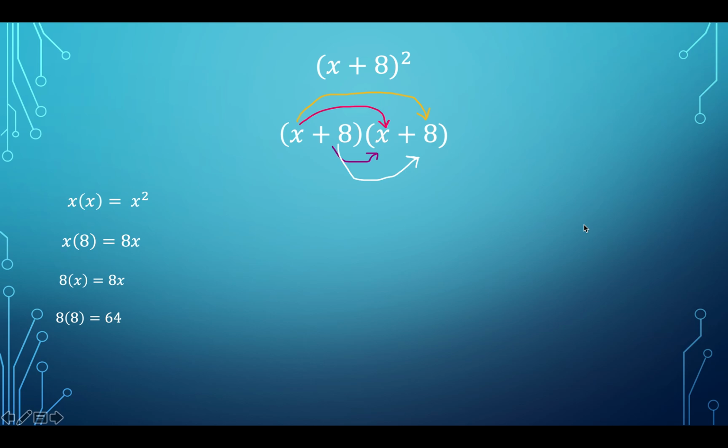So once we get this here, remember, what do we do? Put it horizontally. So we're left now with x squared plus 8x plus 8x plus 64. Now what do we have to do? Combine our like terms. So we're going to add 8x plus 8x. When we do that, we're left with x squared plus 16x plus 64. This is our final answer.